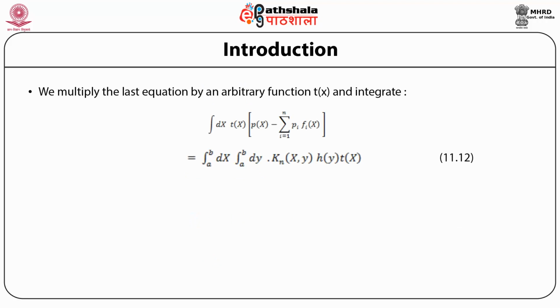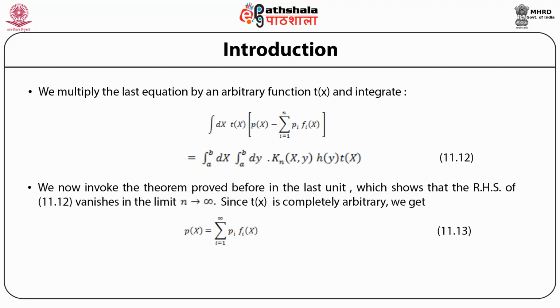So we multiply this equation by an arbitrary function t(x) and integrate. So we have the integral dx t(x) multiplied by p(x) minus the sum from i = 1 to n of p_i φ_i(x), and on the right hand side we have this equal to the integral from a to b over dx, integral from a to b over dy of the kernel K_n(x,y) h(y) and t(x).